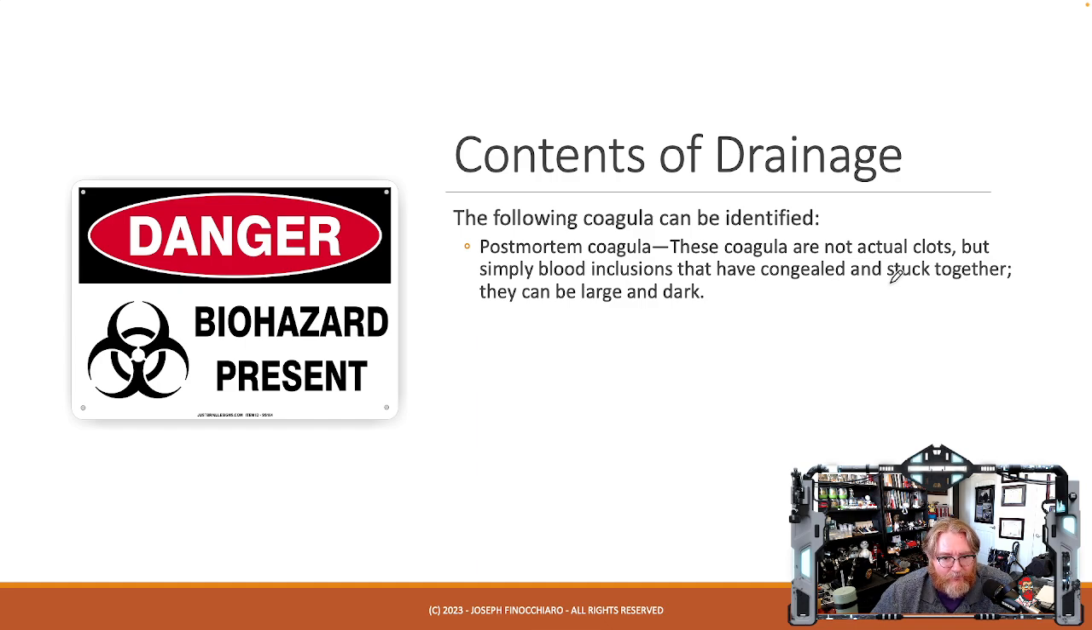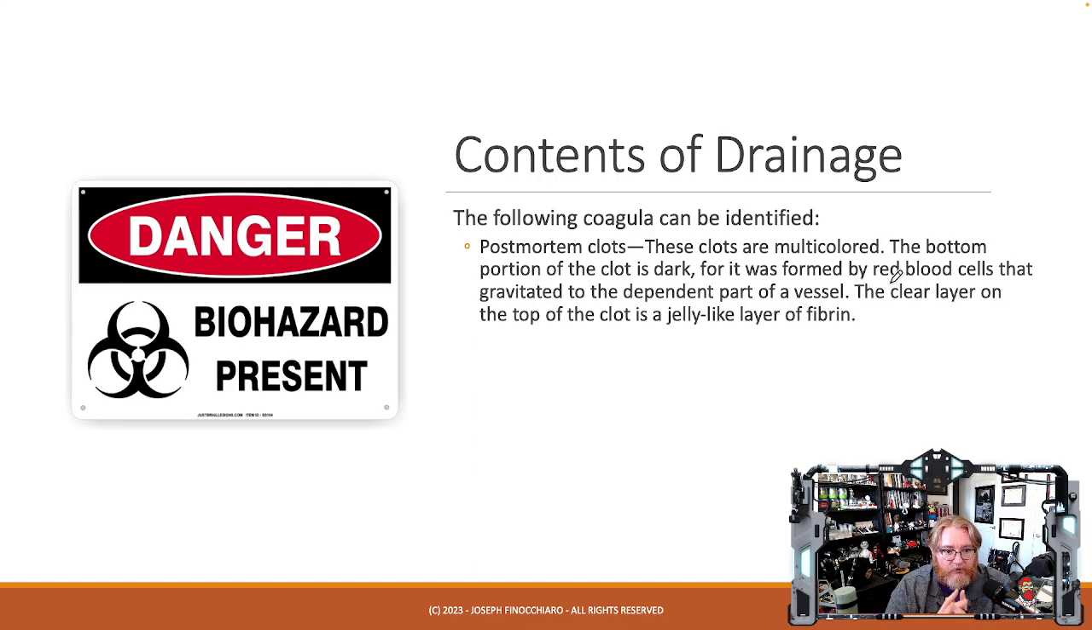The following coagula can be identified. Post-mortem coagula. These coagula are not actual clots, but simply blood inclusions that have congealed and stuck together. They can be large and dark. Postmortem clots are multicolored. The bottom portion of the clot is dark, for it was formed by blood cells that gravitated to the dependent part of a vessel. The clear layer on top is the fibrin.